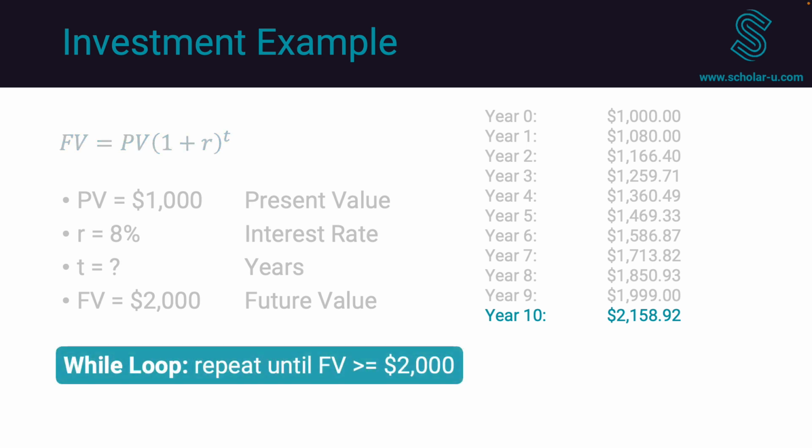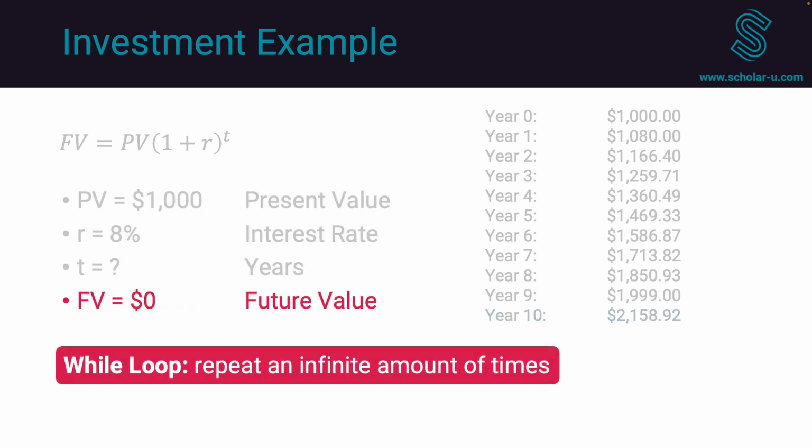Here we implement a while loop because the calculation is repeated until the future value is greater than or equal to $2,000. Although we can solve the equation on the left by extracting the year t, in this example we're solving it using loops. One thing to be careful with when using while loops is that if the exit condition is not properly defined, you may end up with an infinite loop. For example, if we try to determine the number of years for our investment to reach less than $0, we will be stuck in the loop forever since this condition will never be met.